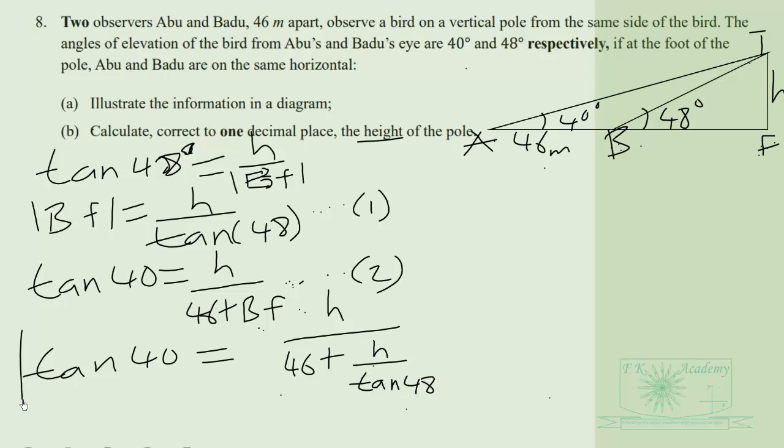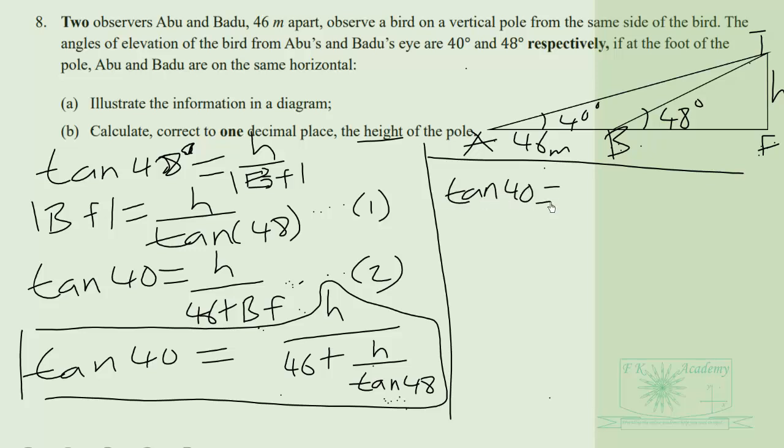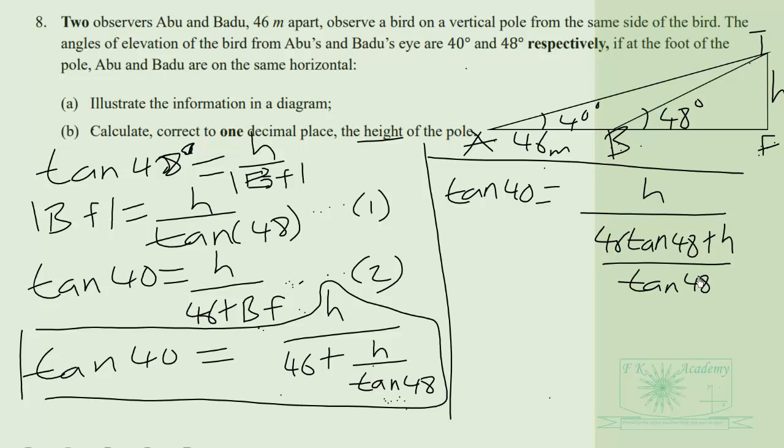So we are going to solve this equation for x now. We can find the LCM here, which is tan 48. So we are getting tan 40 is equal to h over 46 tan 48 plus h, all over tan 48. So this is dividing what is here.